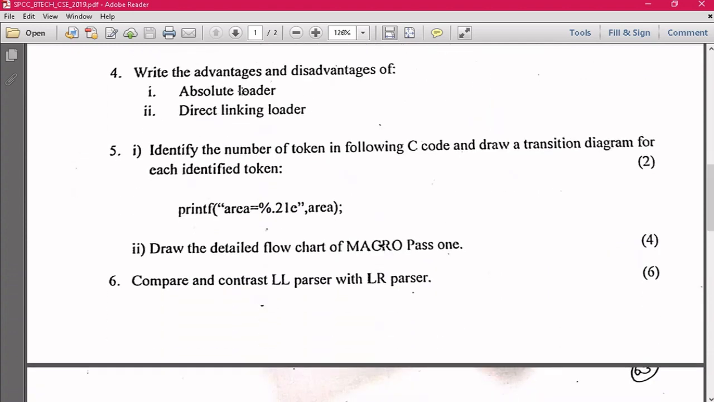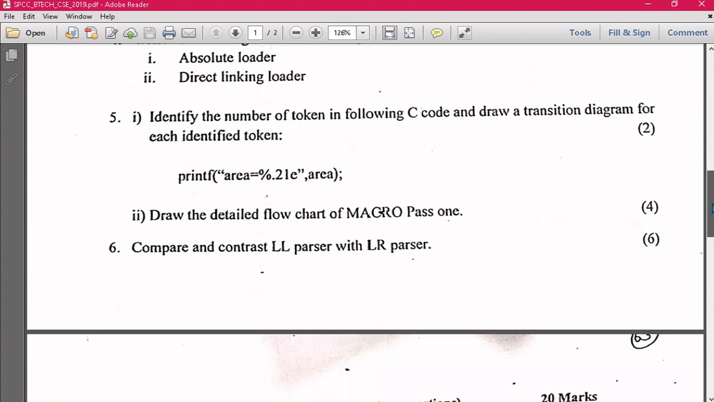Then the fourth question: you have to explain the advantages and disadvantages of absolute loader and direct linking loader. This is also one of the most important topics because loader is repeated in almost all the papers, just like phases of compiler.